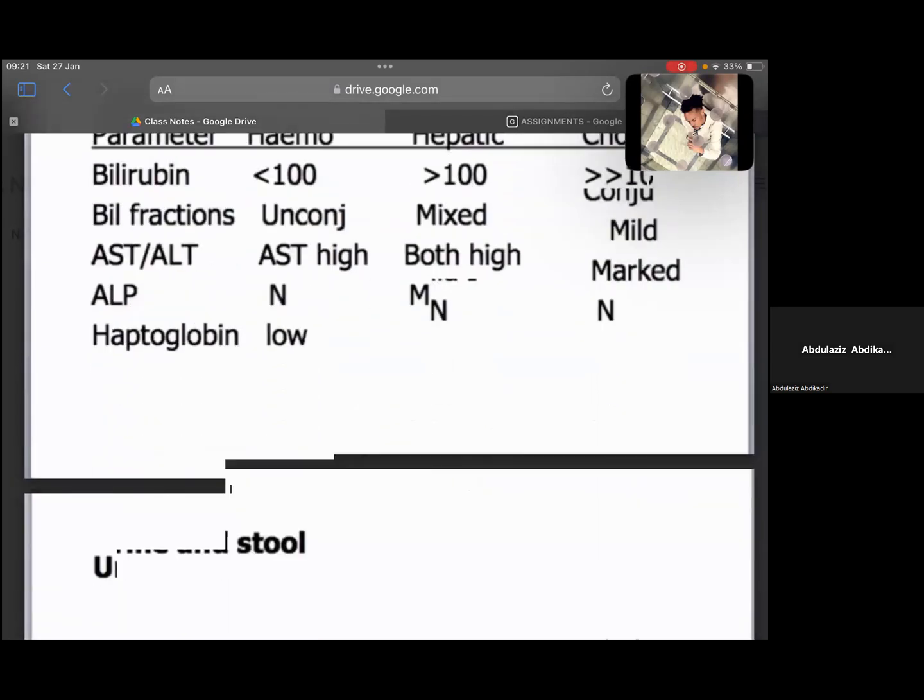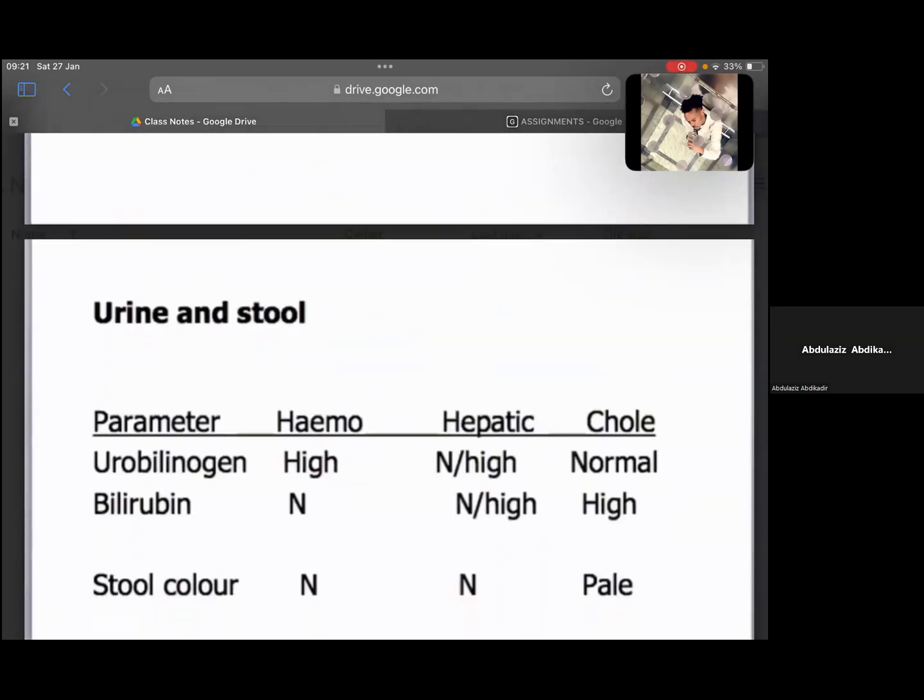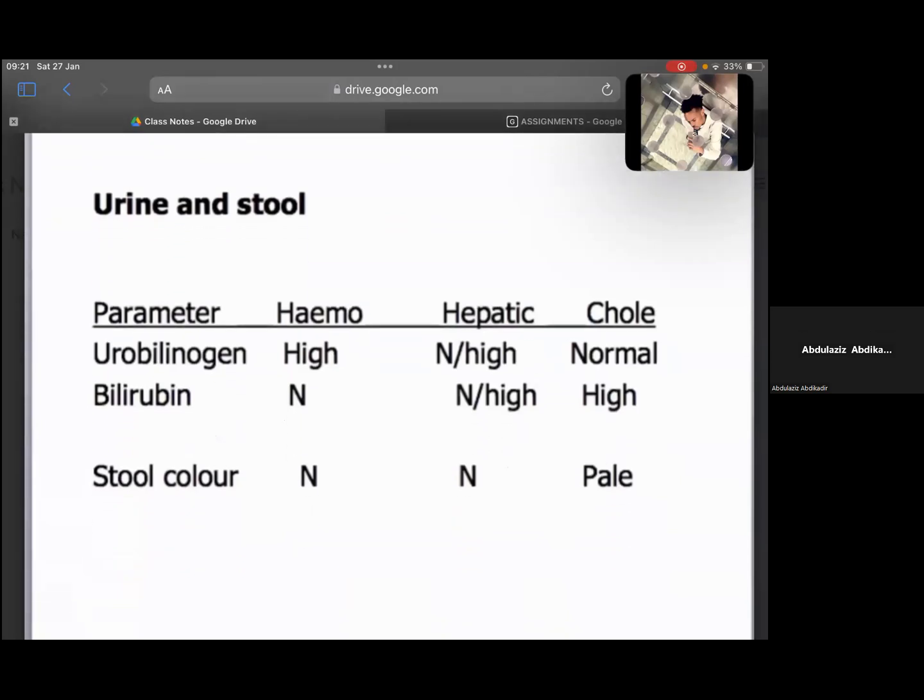This was the part that I was telling you about. The urine and stool. This is a question that normally comes. The urinary finding in hemolysis is urobilinogen. Then in cholestasis, you will find there is bilirubin in urine. You will find Coca-Cola colored urine. The patient tells you, I am urinating color black or color chai or color kahawa. That is obstructive jaundice. Stool color in obstructive jaundice is pale.